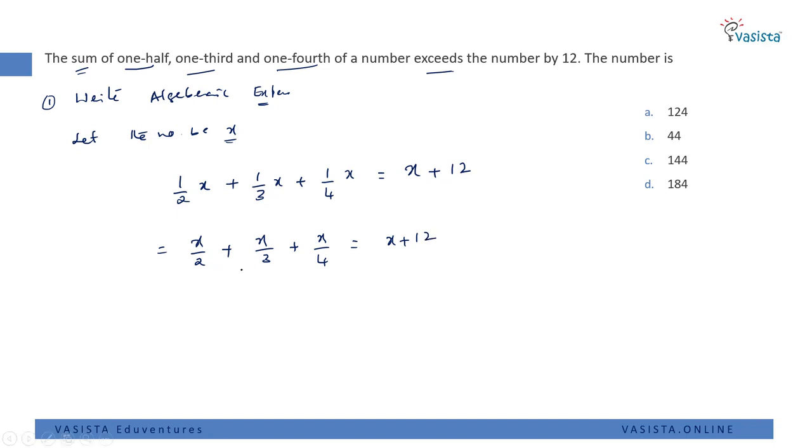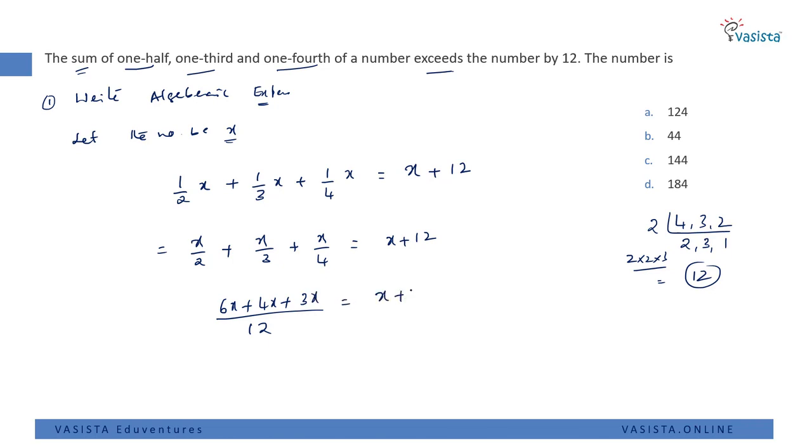Now take LCM for 4, 3, 2. Right, 4, 3, 2. You need to take LCM. So 2 2s are 4, 4 3s are 12, which is the LCM. That is 2 into 2 into 3. 12 is the LCM. Now I'll simplify it here. 12 divided by 2 is 6. 6 into x is 6x. 12 divided by 3 is 4. 4 into x is 4x. 12 divided by 4 is 3. 3 into x is 3x, is equal to x plus 12.